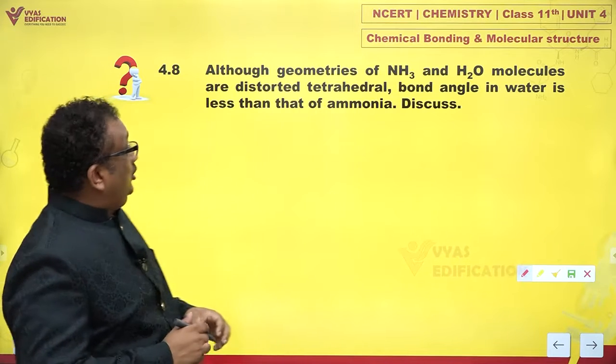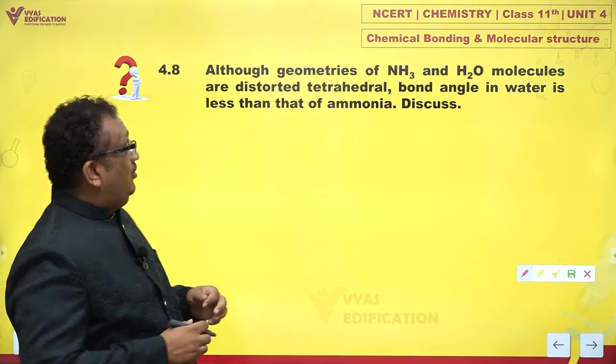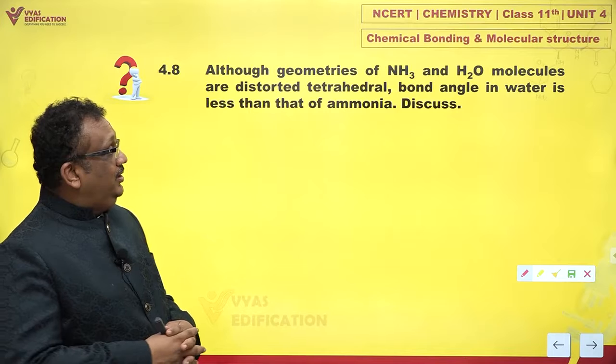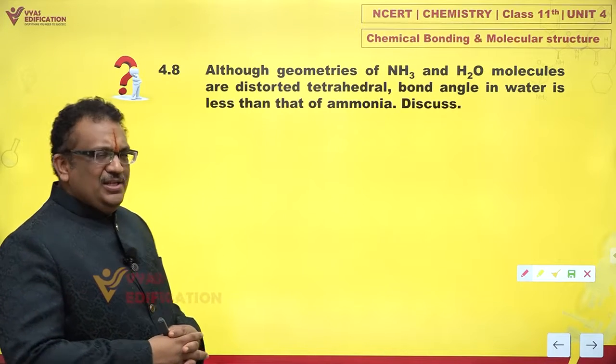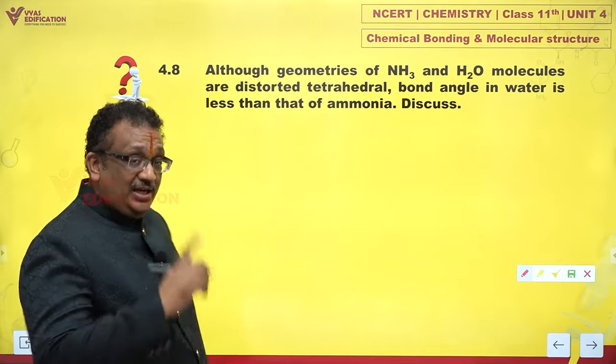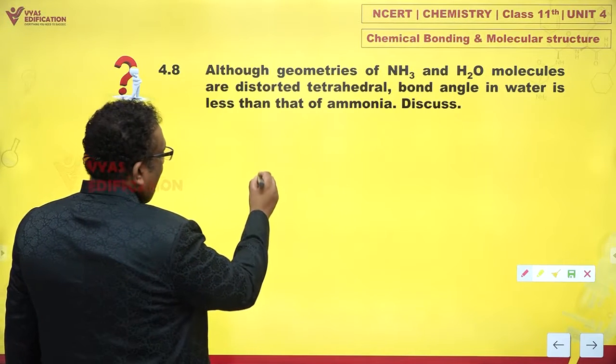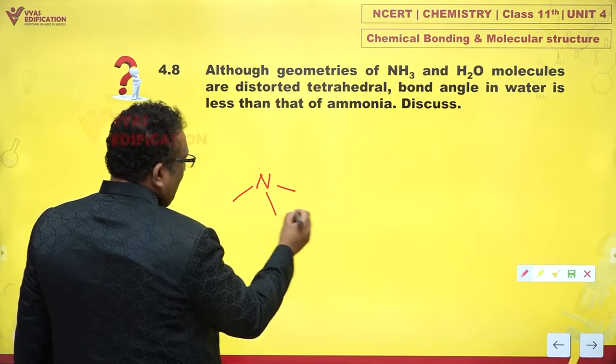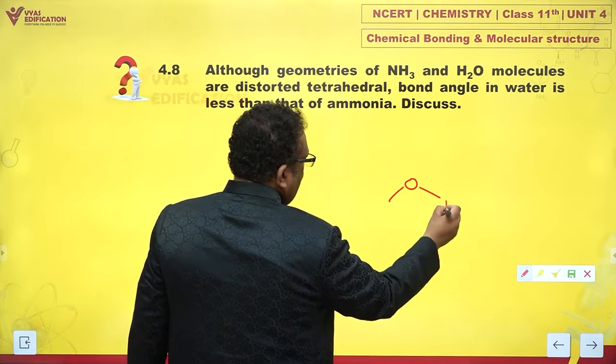This question says, although the geometries of ammonia and water molecules are distorted tetrahedral, bond angle in water is less than that of ammonia. Discuss. And what is the secret? So first let us draw the structures of ammonia and water.